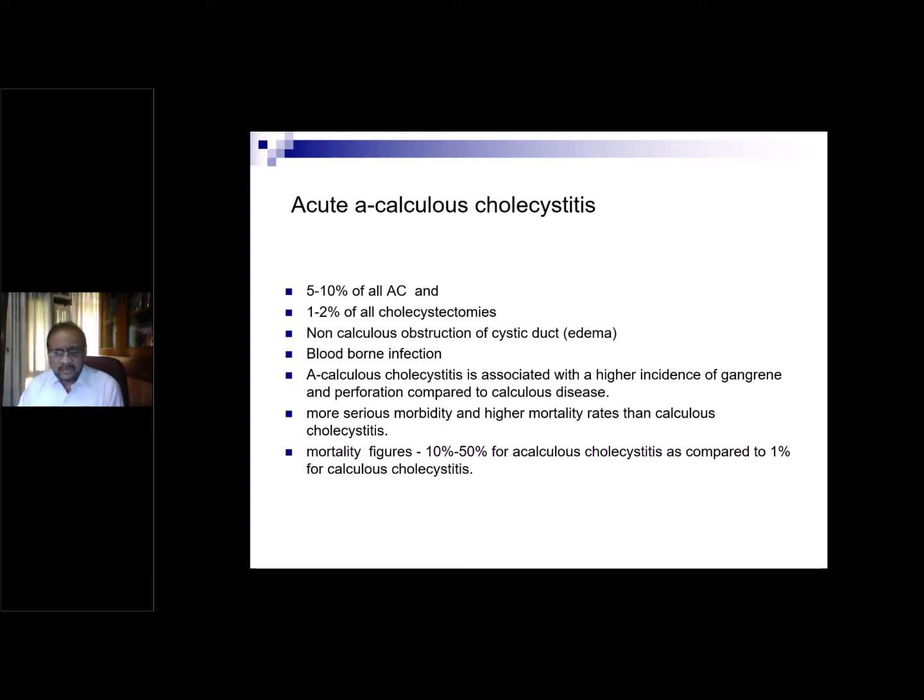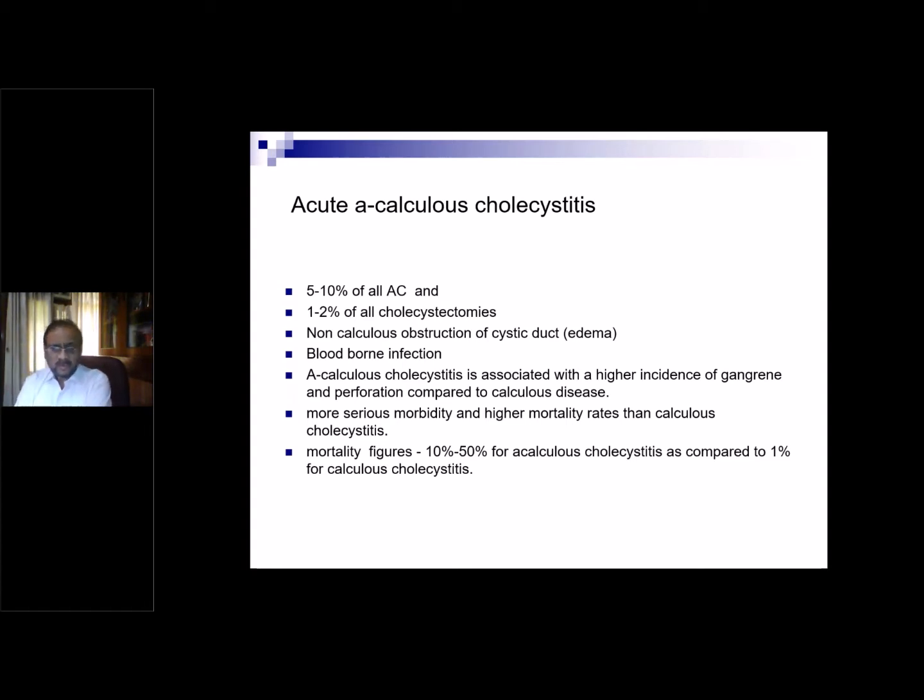If you look at the number of cholecystectomies being done for acalculous cholecystitis, it is somewhere in the region of 1 to 2%. This is basically what we mean by acalculous: a non-calculous obstruction of the cystic duct, more commonly probably because of edema of the cystic duct. The infection is usually bloodborne and associated with a higher incidence of gangrene and perforation as compared to calculous cholecystitis. So in a way, this is a much more dangerous kind of cholecystitis.